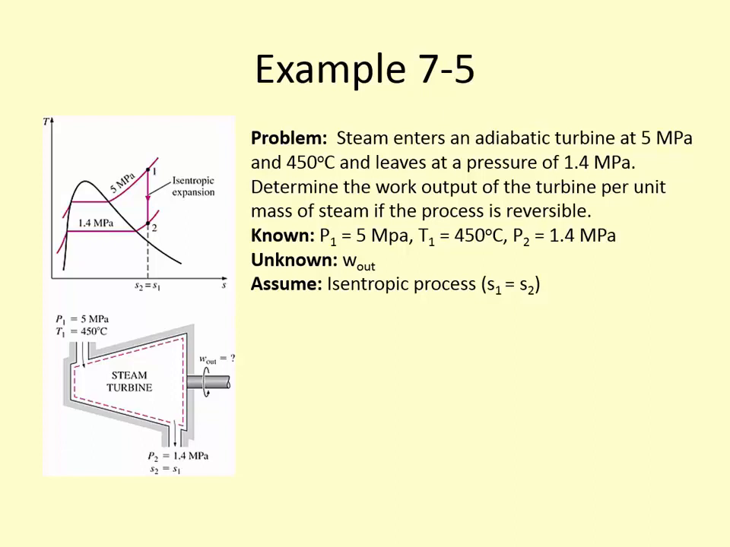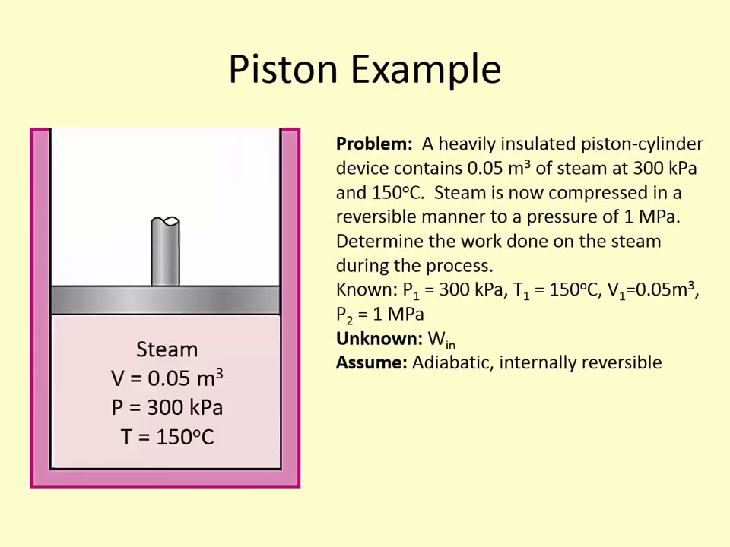All right, so let's do another one. This time, instead of a turbine, we have a piston cylinder device that is heavily insulated, contains 0.05 meters cubed of steam at 300 kilopascals and 150 degrees Celsius. The steam is now compressed in a reversible manner to a pressure of 1 megapascal. Determine the work done on the steam during this process.